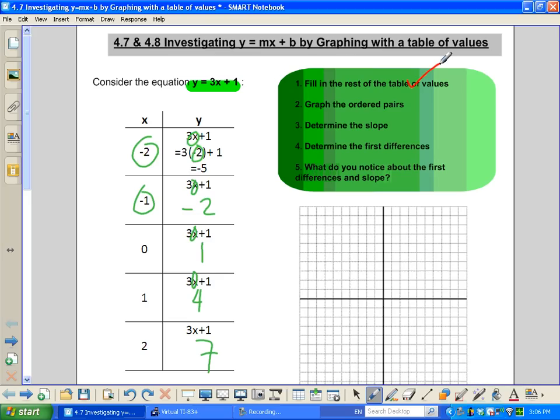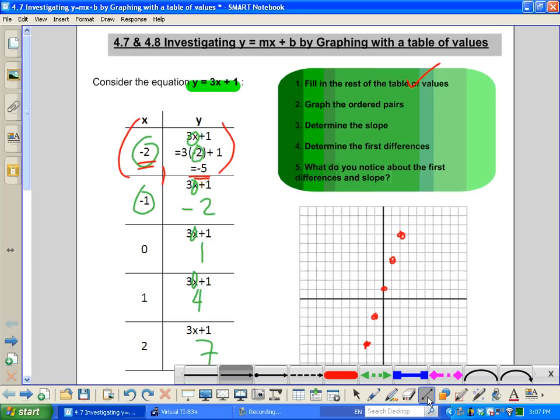Graphing the ordered pairs is just as simple as looking at this table of values and saying that these are ordered pairs. We've got an x value and we've got a y value. We could graph those ordered pairs, right? So we talked about this. -2 and -5 shows up right here. -1 and -2 shows up right here. 0 and +1 shows up right here. 1 and 4 shows up right here. 2 and 7 shows up right here. And you can actually see, it doesn't take much of a rocket scientist to figure this out, all of those points are in a nice straight line.